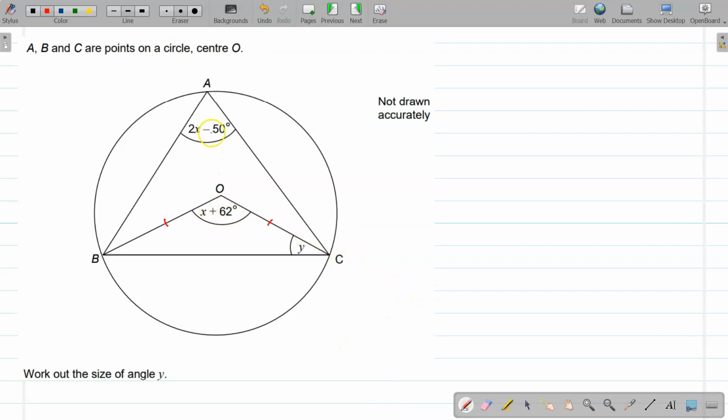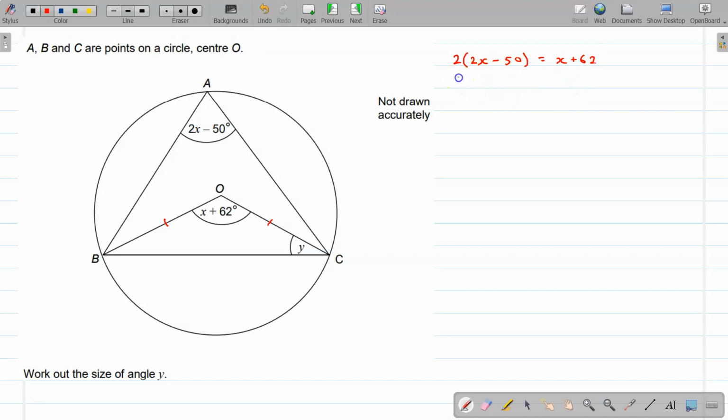But to find x, we need to use the fact that the angle at the center is twice the angle on the circumference. So we can simply say that 2 lots of 2x minus 50 is the same as x plus 62. So we can solve that equation to find out what x is.